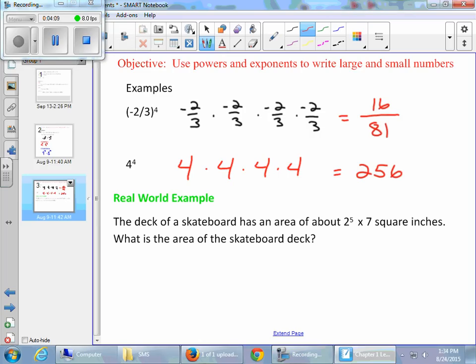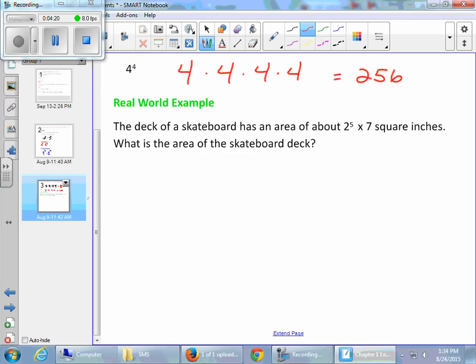And then our real-world example for this lesson. The deck of a skateboard has an area of about 2 to the 5th times 7 square inches. What is the area of the skateboard deck? Okay, let's just break that down into simpler terms. Let's look at 2 to the 5th times 7. What does the 2 to the 5th tell us? 2 to the 5th tells us we're going to take our base and multiply it times itself 5 times. So 2 times 2 times 2 times 2 times 2, and then we're going to multiply that all times 7.